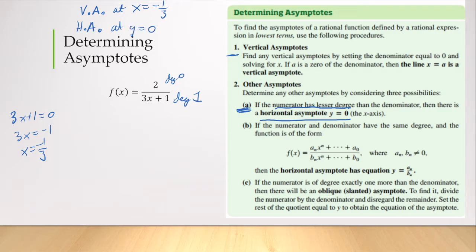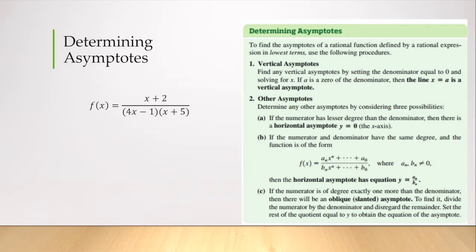Now I can stop. Because my numerator has lesser degree than the denominator, it's not going to have the same degree. It's not going to have exactly one more than the other. So we can stop. Once we meet either criteria A, B, or C, then you stop. Let's work through another example.